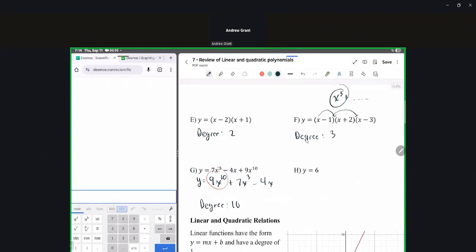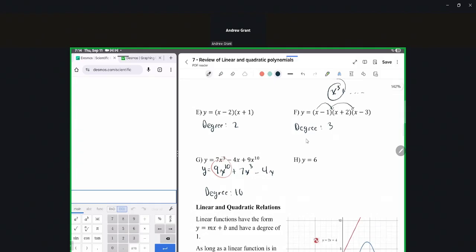The trickiest one is this h value, which is just y equals 6. So the question I'm going to ask you is, do you see any x values in there? The answer to that question is no. So it's a degree 0. And so you might be saying, your intuition is saying, well, that doesn't seem right. Well, keep in mind, you can add 0x to this.